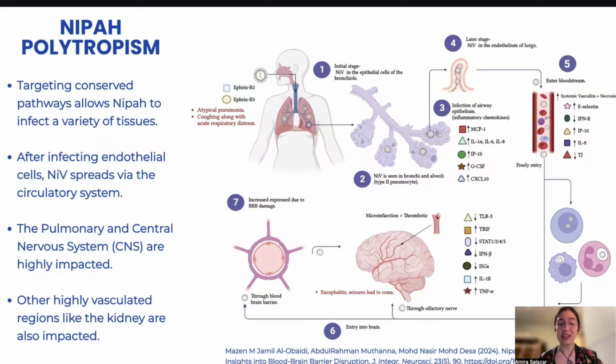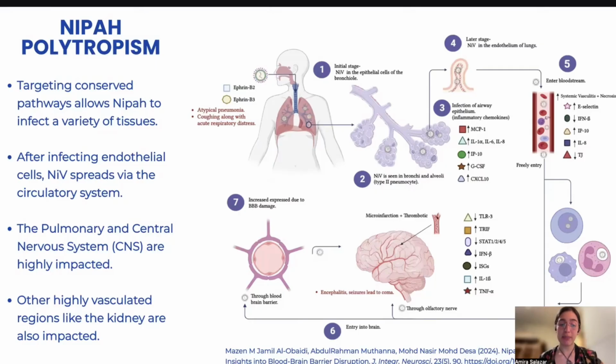We know highly vasculated regions like the kidneys are impacted, but the most clinically significant and consistently impacted systems are the pulmonary and central nervous systems. The pulmonary system is impacted because it is a highly vasculated region susceptible to infections and tends to be the site of entry for the virus.